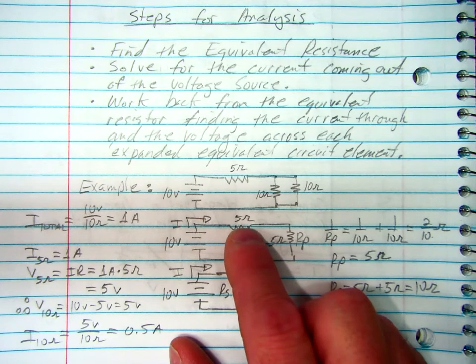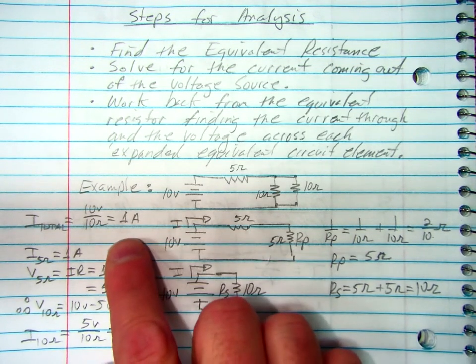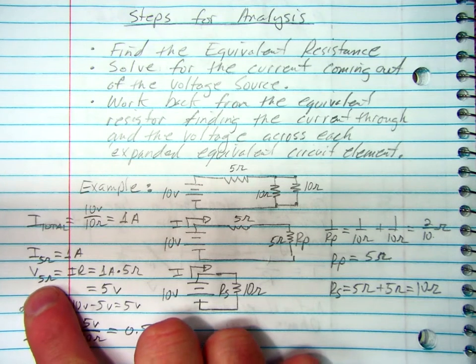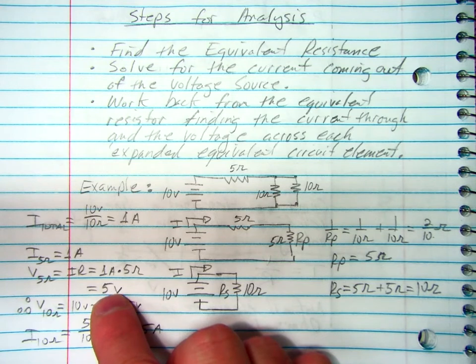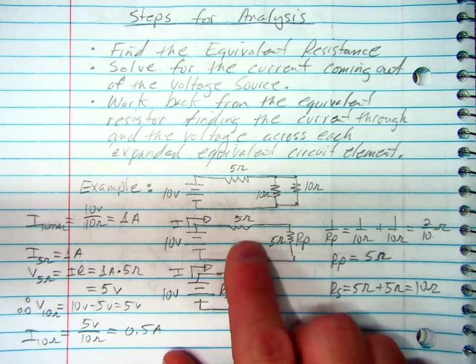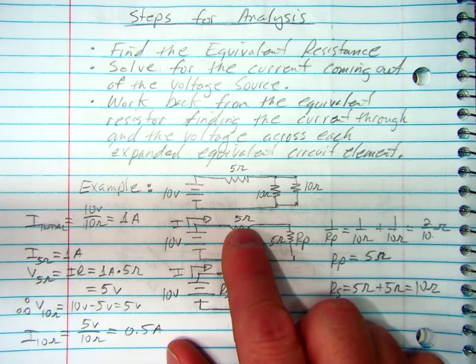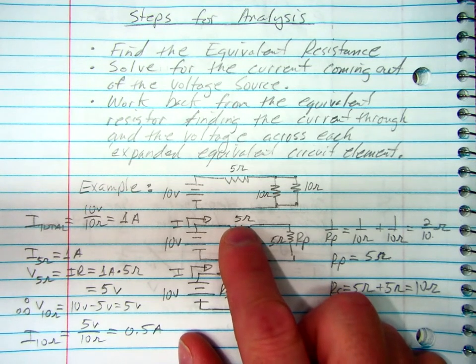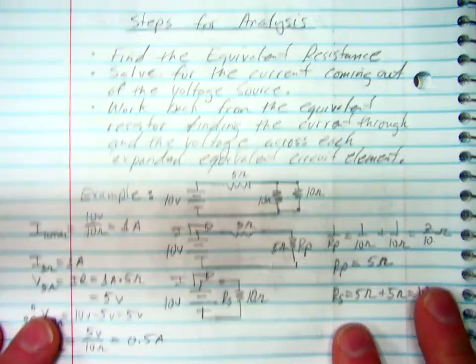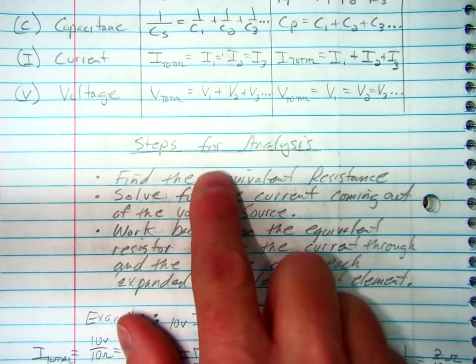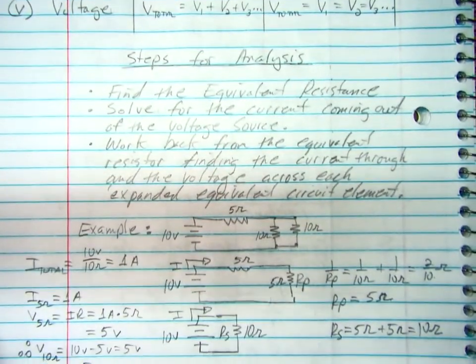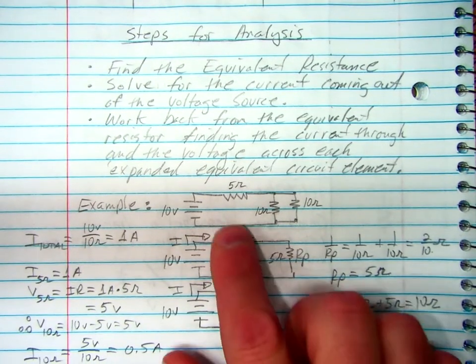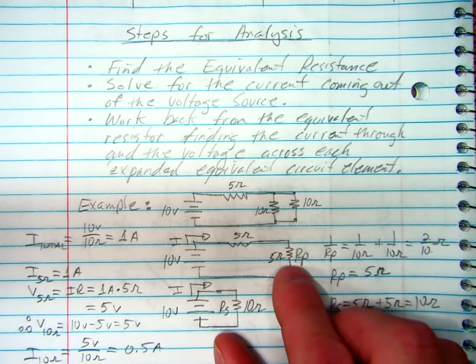So I know that 1 amp of current goes to this 5 ohm resistor, so I can figure out the voltage of that 5 ohm resistor using Ohm's law. V equals I times R, so V equals 5 volts. 5 volts is dropped across this resistor. Now, if 5 volts is dropped across this resistor, then we know that voltages in series, and I can pull back up here to this summary, voltages in series add up to the total voltage. The total voltage is 10 volts. If I drop 5 across this 5 ohm, then I drop 5 across this parallel resistance.